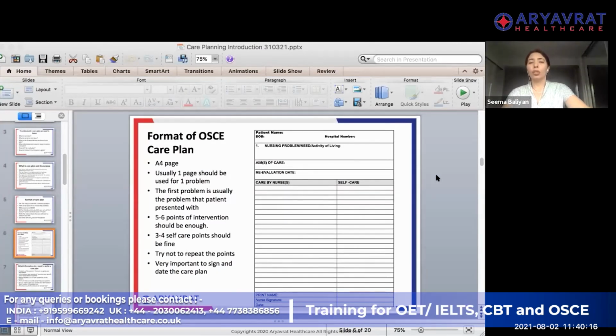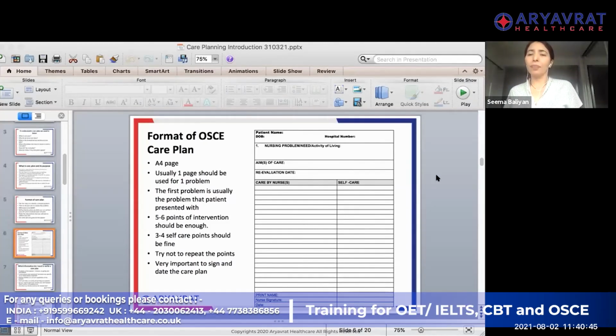So that is how we are going to figure out the problem: what is the problem, and what evidence do you have to say that that is a problem? As long as you remember these two questions, you should be able to sort out any problem that you come across. Just answer these two questions. Now after that we come to the aim of the care.